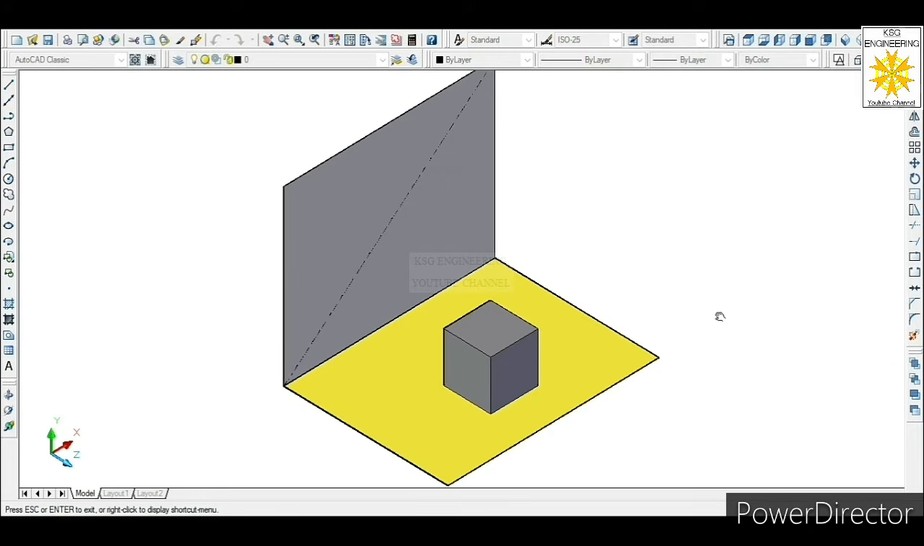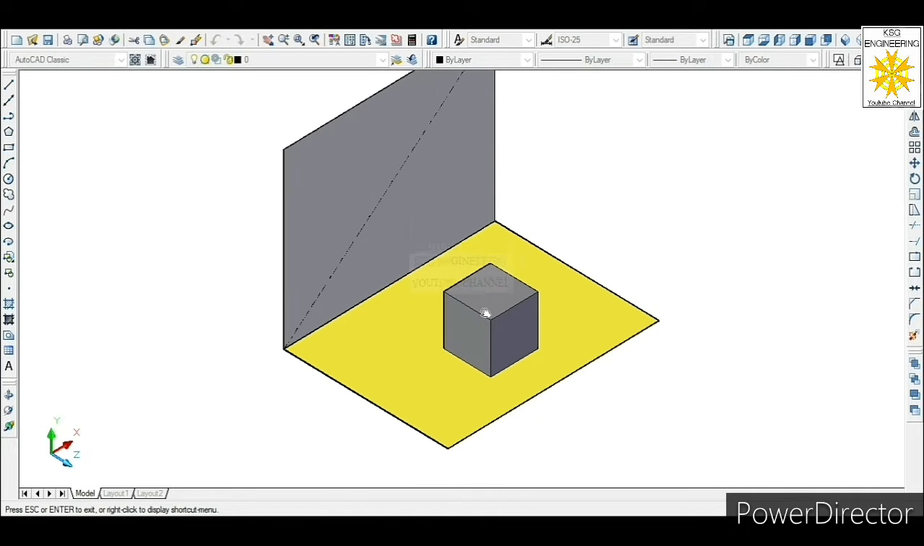So let us understand the fundamentals of isometric projections. For that we are considering the example of a cube. This is the vertical plane, this is the horizontal plane, and the cube is resting on the horizontal plane, and its position is such that one face is parallel to the vertical plane. So when we look at the cube from front, we will see the front view as a square.